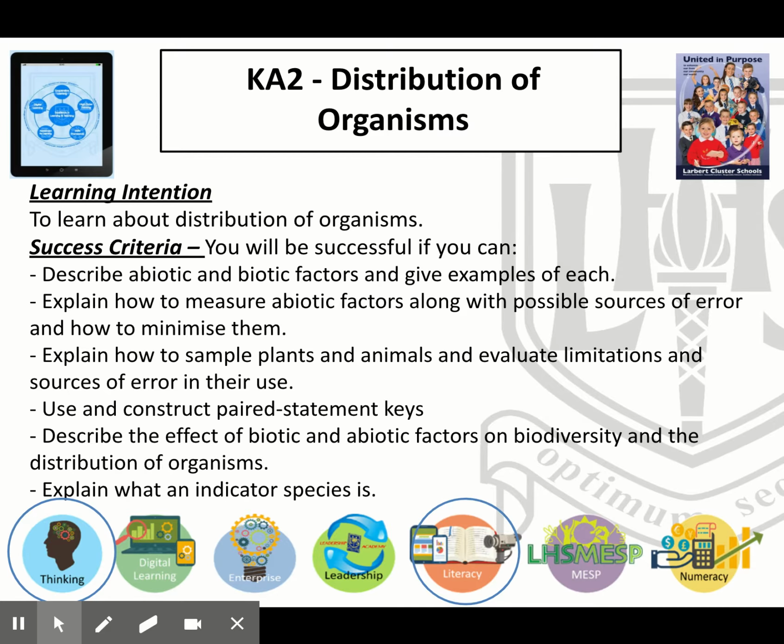I hope now, with that last question especially, you can use and construct paired statement keys. I hope you can describe the effect of biotic and abiotic factors on biodiversity and the distribution of organisms. And finally, you should now know your explanation or definition of what an indicator species is. As I said, this is quite a difficult topic with a lot of new information, definitions and techniques, so please feel free to go back and watch parts of the video again in the future if you need a refresher on any of the parts of this topic.